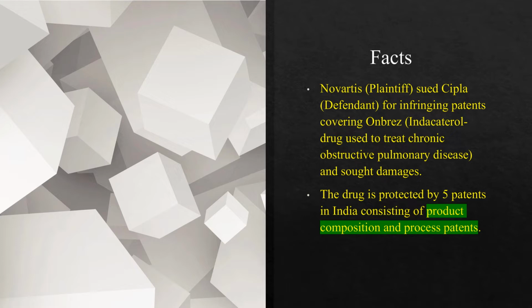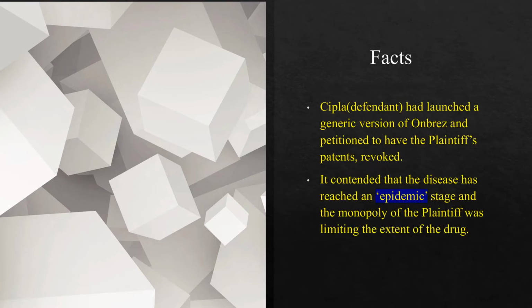Now, the second point is the drug is protected by 5 patents in India consisting of product composition and process patents. The same drug is protected by 5 kinds of patents in India. What are they? Product composition and some process patents. Got it. Let us proceed.